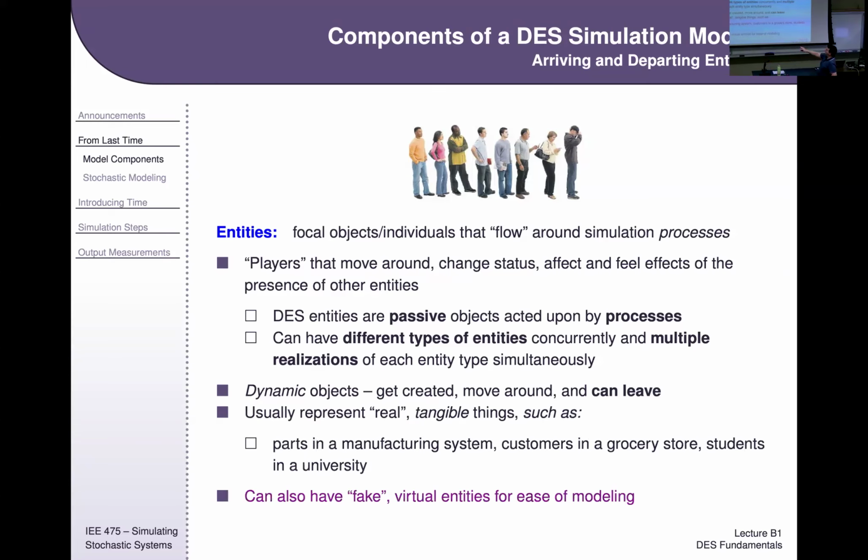They normally represent real tangible things like students in a classroom, parts in a manufacturing system, but sometimes it's convenient to have fake entities in the case of modeling. A common example is if you're modeling, let's say, a traffic light. So that traffic light needs to shift from red to green and so on. So what you can do is actually build a virtual entity that is like a token that gets passed from the north-south direction to the east-west direction, deciding who is green at any particular moment, and then gets passed back.